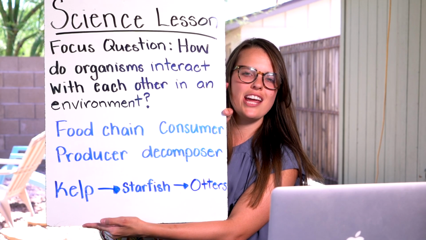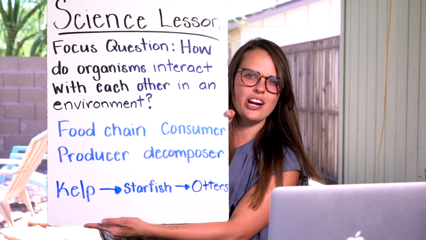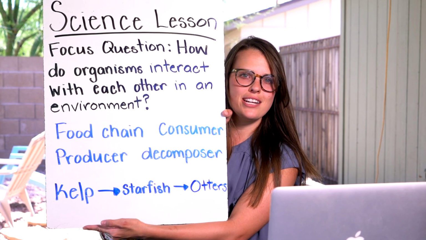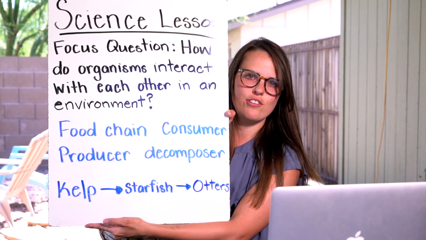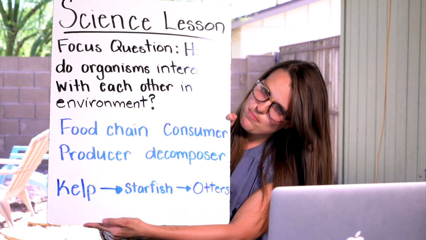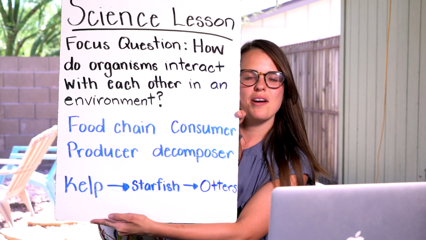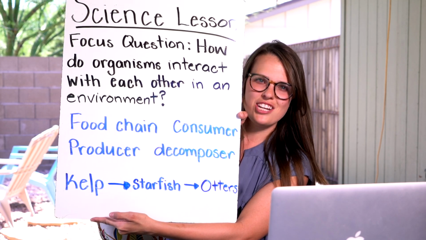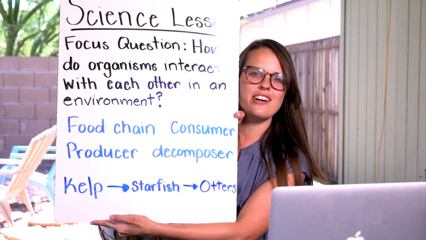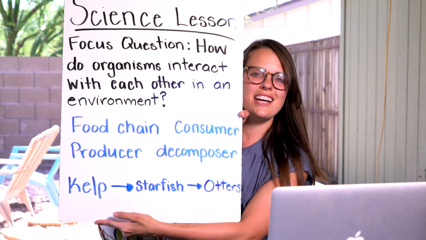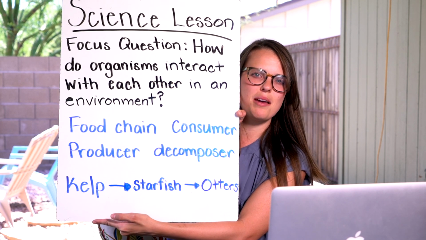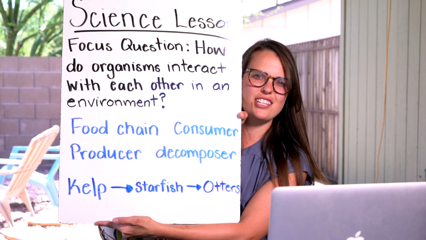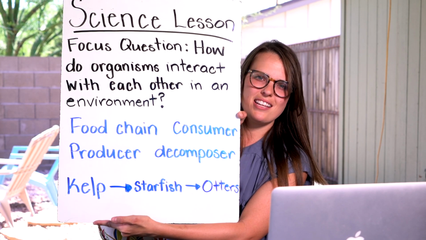So remember, a food chain is how energy gets passed from one organism to another. And there are 3 different types of organisms involved in the food chain. The first one is the producer. So remember, the producers create their own energy. Then we have consumers that get their energy by eating other organisms, and the decomposers that break down dead organisms. Okay, so those are things like fungi and bacteria.